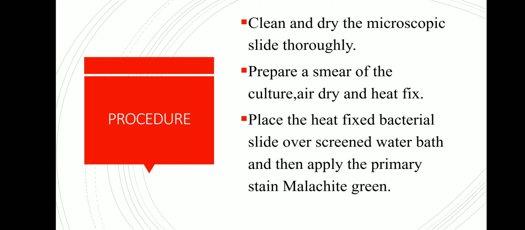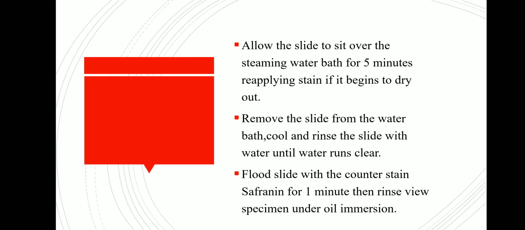The procedure for the endospore staining technique is as follows. First, clean and dry the microscopic slide thoroughly. Prepare a smear of the culture. Next, air dry it and heat fix. Place the heat-fixed bacterial slide over a steaming water bath and then apply the primary stain, which is malachite green. Allow the slide to sit over the steaming water bath for 5 minutes. Reapply the stain if it begins to dry out.